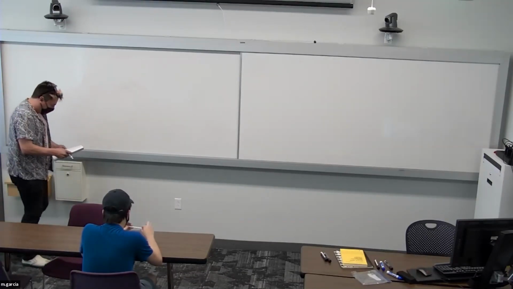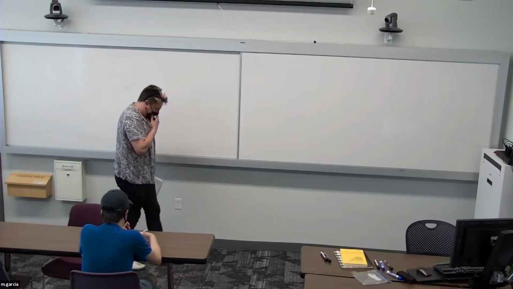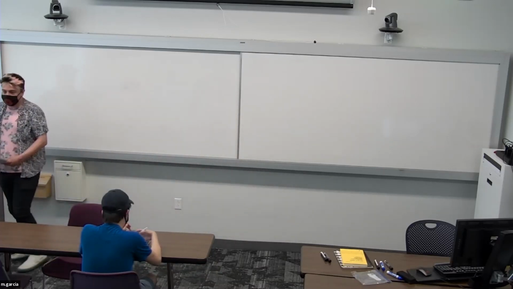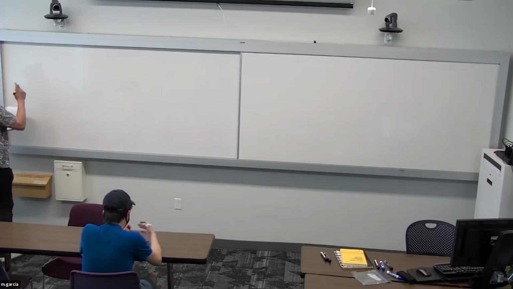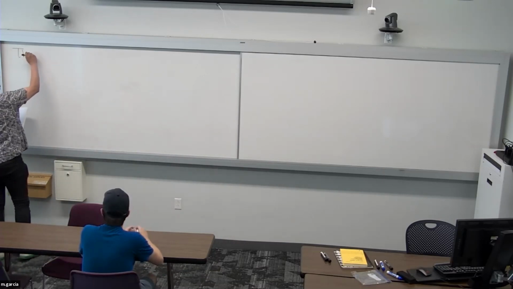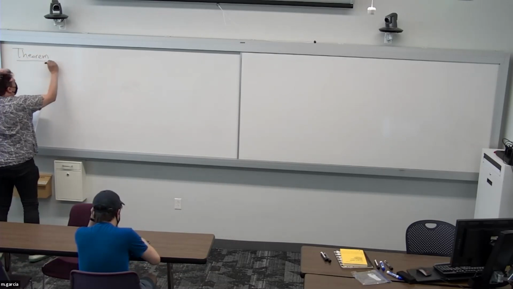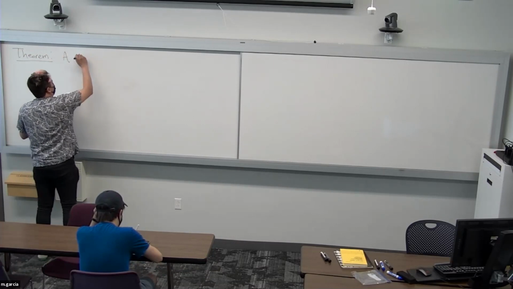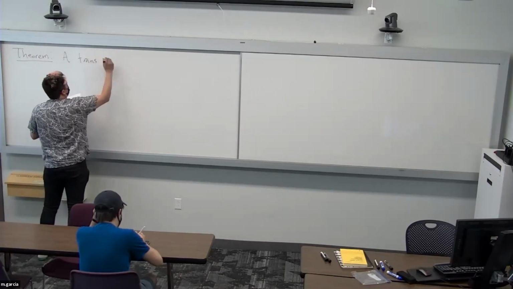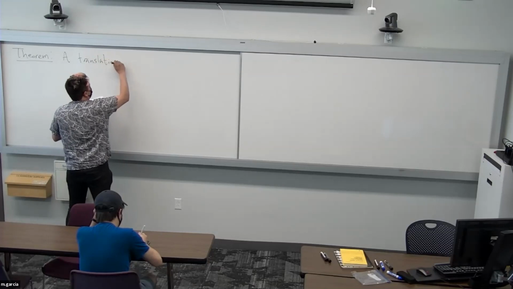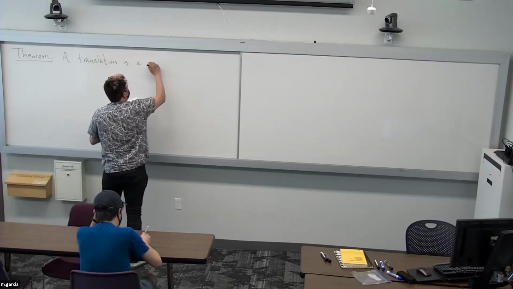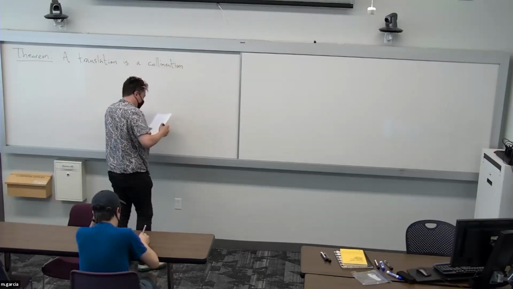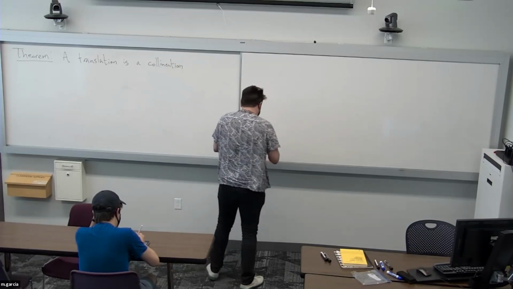Okay, so let's continue our study of translations and note some more nice properties that translations have. Particularly, we have the following theorem. A translation is a collineation. And there's more to this, actually.